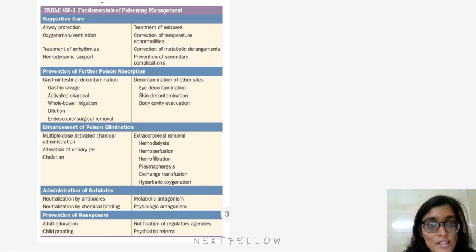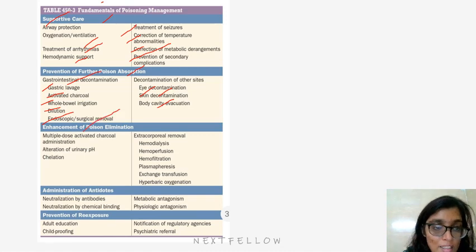So fundamentals of poisoning management is supportive care, that is airway protection, oxygenation, ventilation, treatment of arrhythmias and hemodynamic support. There is treatment of seizures, correction of temperature abnormalities, correction of metabolic derangement, and prevention of secondary complications. Prevention of further poison absorption: gastrointestinal decontamination by gastric lavage, activated charcoal, whole bowel irrigation, dilution, and endoscopic surgical removal. Decontamination of other sites: eye decontamination, skin decontamination and body cavity evacuation.